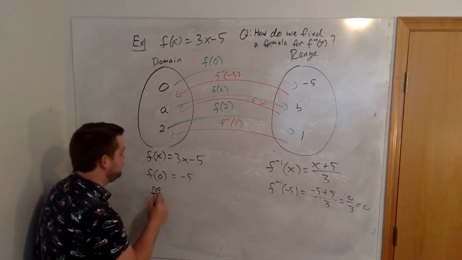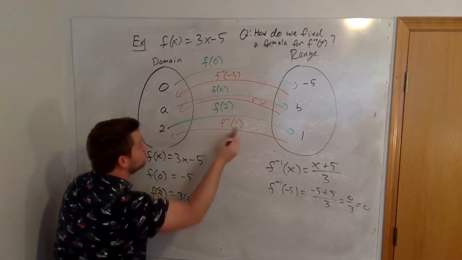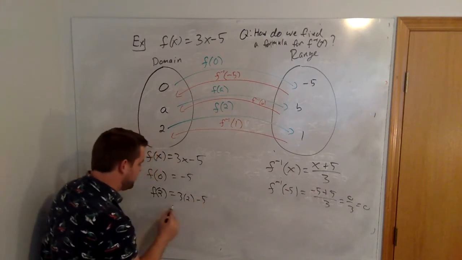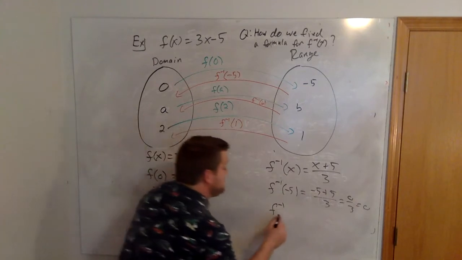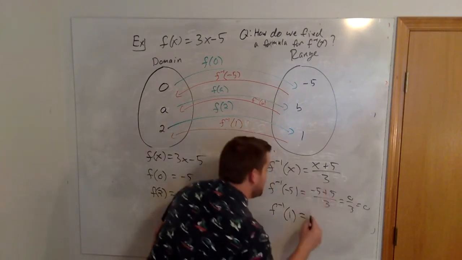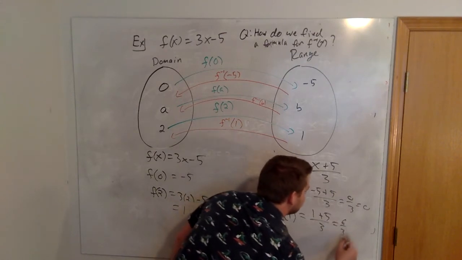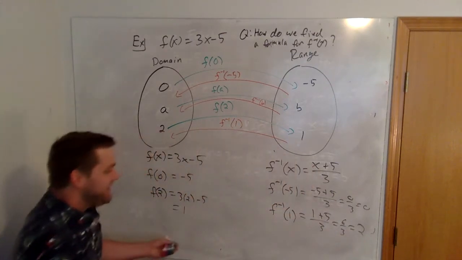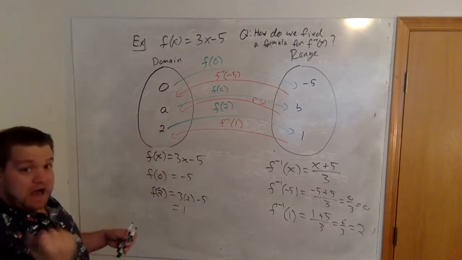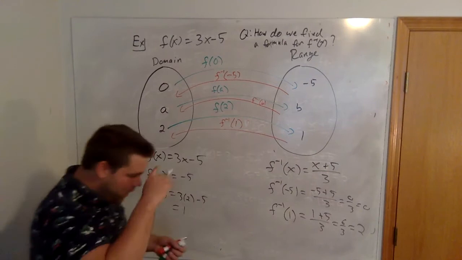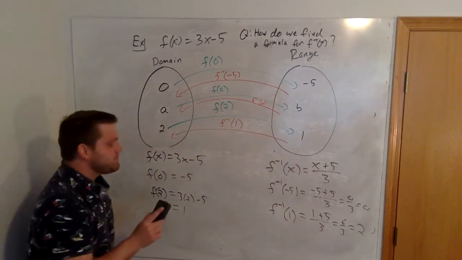Let's try another one. What if we plug in 2? If we plug in 2, we get 3 times 2, I know it's written right there, minus 5. 6 minus 5, that's 1. Well, if we plug in 1, what are we going to get? We're going to get 1 plus 5 over 3. This is 6 over 3. Oh my goodness, it's 2. It works. We got our backwards function. Yes. Whew. Great. It's working.